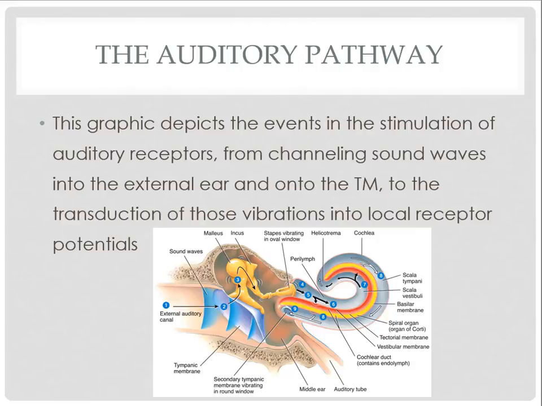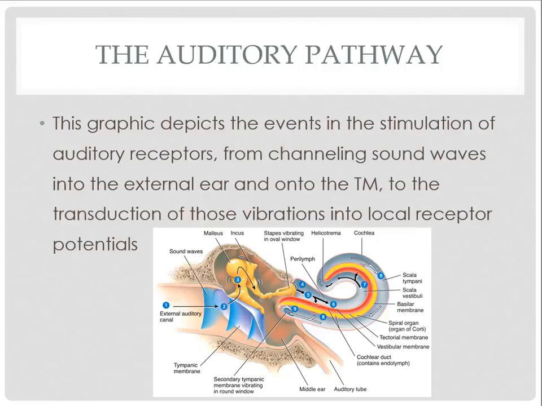Now, this entire pathway shows you the transduction of those vibrations from air all the way to fluid. Sound waves enter the external auditory canal and strike the tympanic membrane. Vibrations of this tympanic membrane, also known as the eardrum, cause the ossicles to vibrate and the stapes to push against the membrane of the oval window in and out. The movement of the oval window sends fluid pressure waves into the perilymph of the scala vestibuli, which then transmit them to the scala tympani and eventually to the round window.